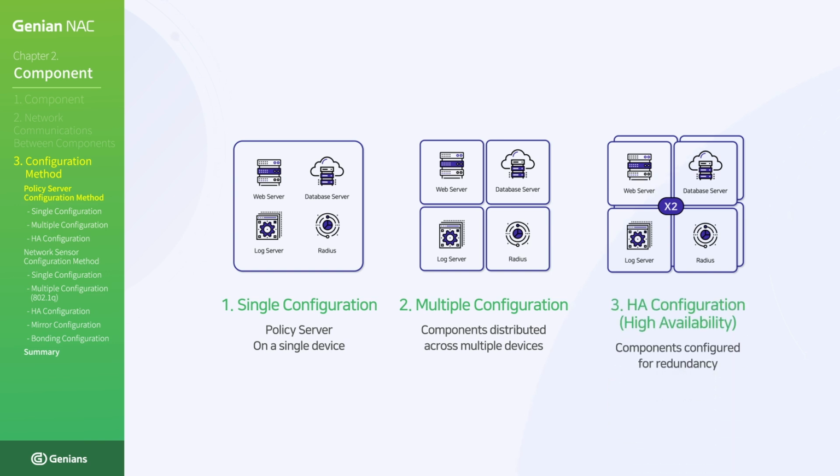The third HA configuration, the redundant configuration, is divided into redundancy in a single configuration and redundancy in a separate configuration. HA in a single configuration can compensate for the shortcomings in terms of shortening the time to recovery from a single configuration failure. But it is not recommended for large sites because it has no performance advantage.